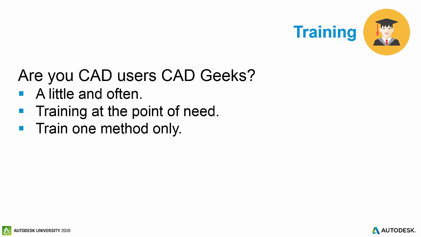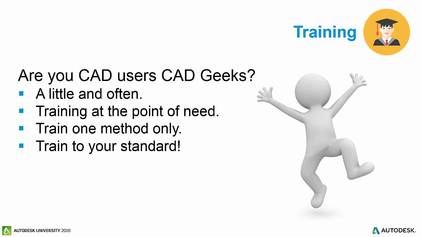And I'll just reiterate that point: training one method only, and train to your standard. Okay, so understand what your standard is. Make sure you have your standard in place. Find those procedures that you're doing often. Find the best method for doing them, and put together training documentation based on that one method. Not either or, just one way.